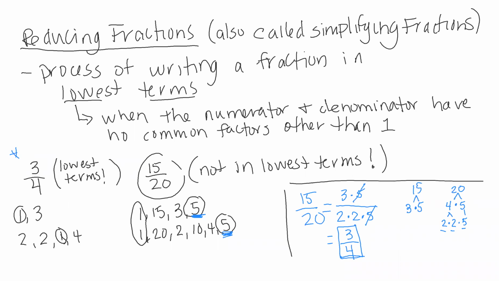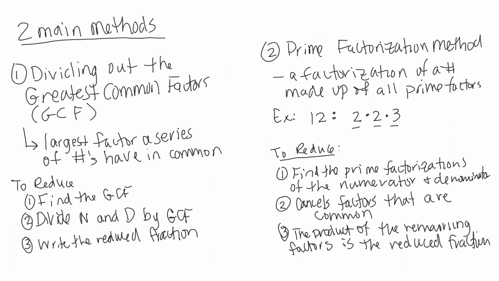Remember, reducing or simplifying fractions is the process of writing the fraction in lowest terms. That is specifically when the numerator and denominator have no common factors other than 1. There are 2 main methods that are generally taught in textbooks. The first method is dividing out the greatest common factor, or the GCF. You basically find the GCF, which is the largest factor a series of numbers have in common. You divide the numerator and denominator by the GCF, and then you just write out your reduced answer.